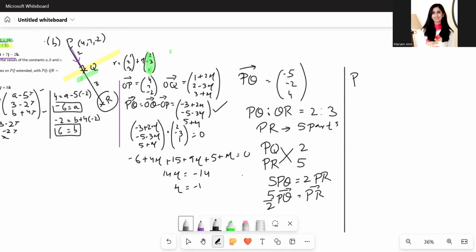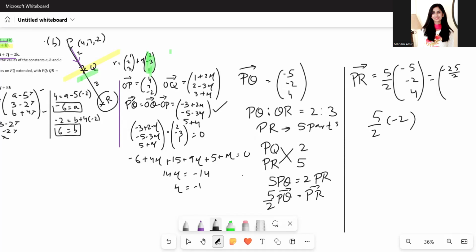Okay. So PR is 5 by 2 times PQ, which gives negative 25 by 2, negative 5. Sorry, 5 by 2 times minus 2 is negative 5. And then 5 times 2, that's 10.